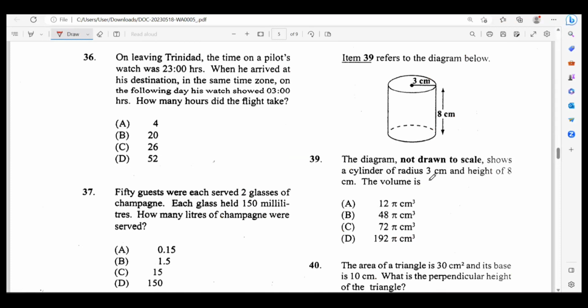36, it says on leaving Trinidad, a pilot was, this is like 11 in the night, that's 11 p.m. All right, and arrived at his destination in the same time zone, 3 a.m. And this is regular 3 a.m. So you're talking 11 to 3. All right, how long did the flight take? You could see it's 4 hours. All right, so that's 11 to 3, straightforward. 11 to 12 to 1 to 2 to 3. You could always check that even on your fingers.